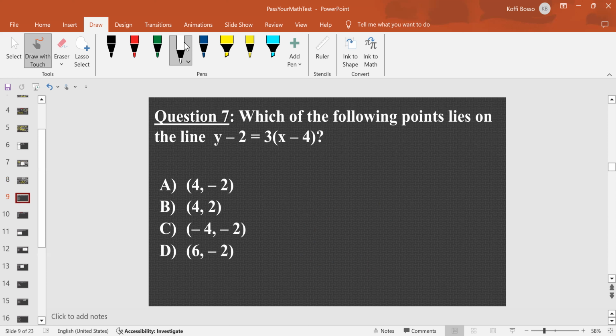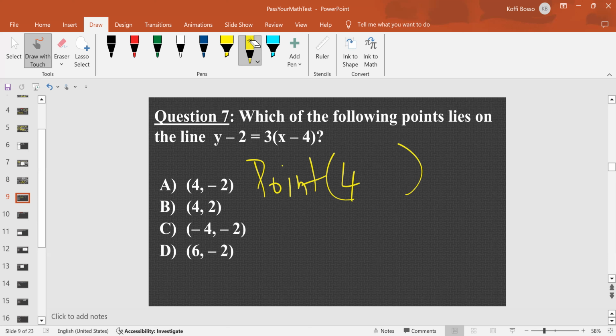Question number 7. Which of the following points lies on the line y minus 2 is equal to 3 parentheses x minus 4? So this is the equation of a line, and they give you here 4 different points. They want to know which point is on the line. Understand that when they say point, you have 2 values. If I take the first one, 4, negative 2, 4 represents the x coordinate of the point, and the negative 2 represents the y coordinate of the point.